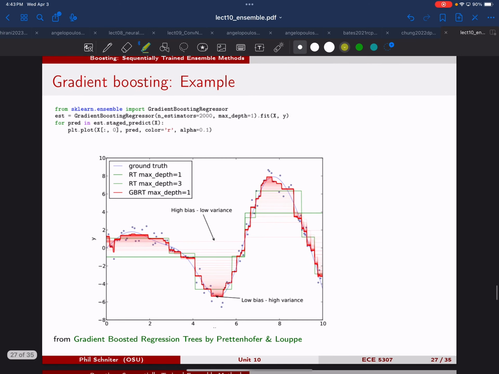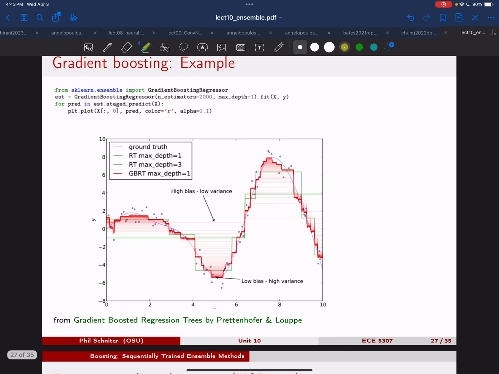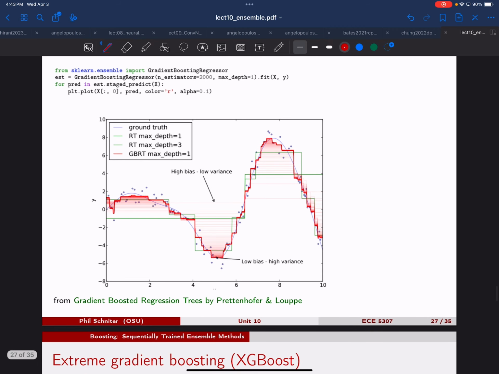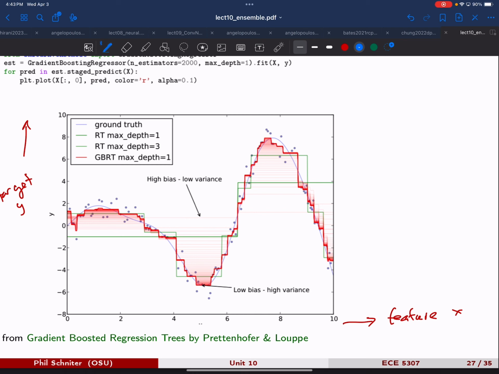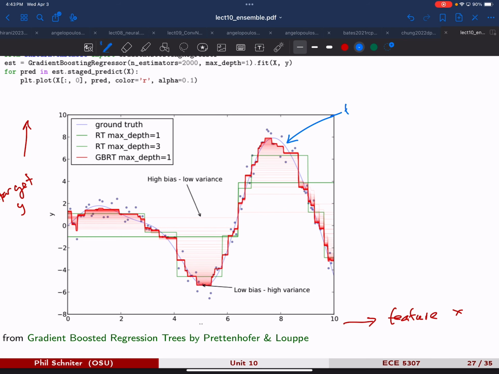It's just one example. This is a regression problem. It's a one-dimensional regression problem, so this is the single feature X. This is the target Y. The blue curve is the true model. Usually we don't know the true model, but this is a synthetic example where someone created a true model. So it was known, we can plot it. Not known by the algorithm, of course.